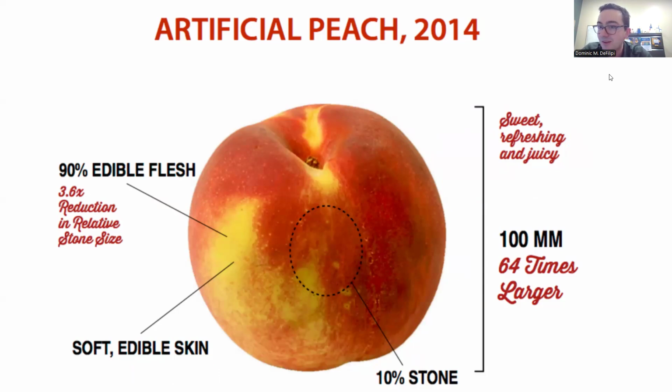So the stone is only 10% of the peach. It's sweet, refreshing, it's juicy. It's 64 times larger by volume than the previous peach, and it has soft, edible skin as opposed to that waxy skin. But again, this is the same species. It's only through thousands and thousands of years of selective breeding and domestication of this peach species.